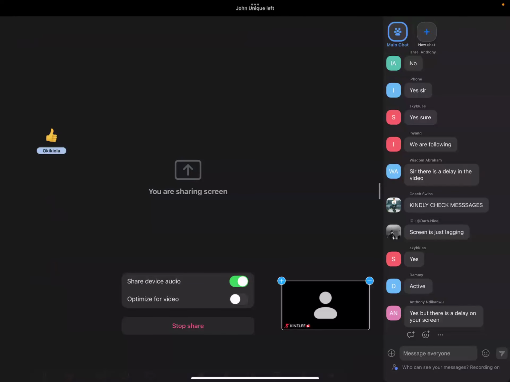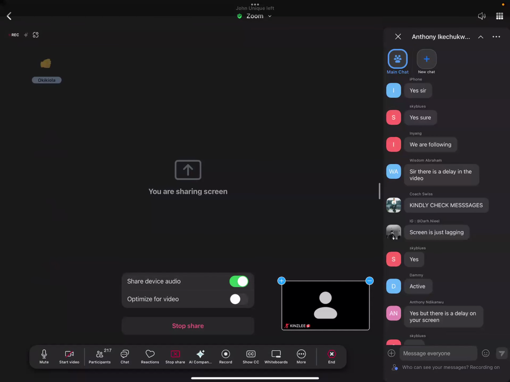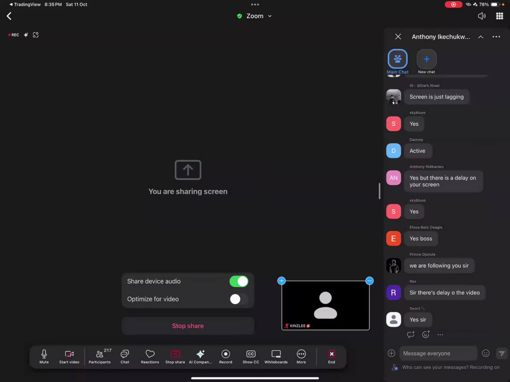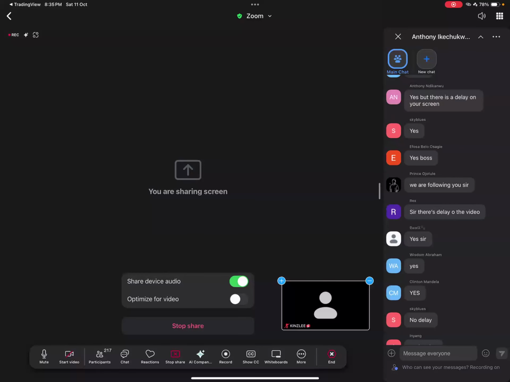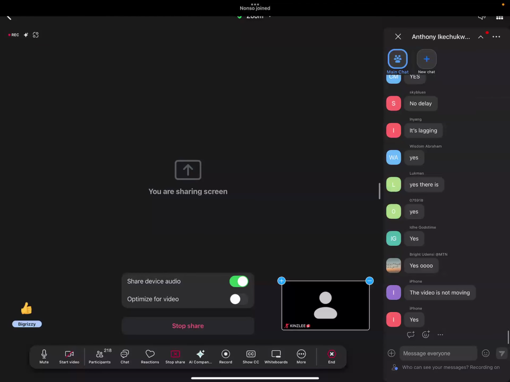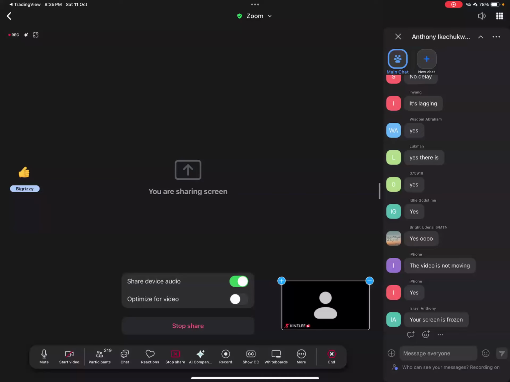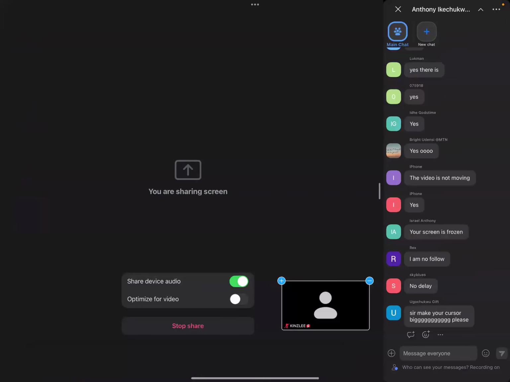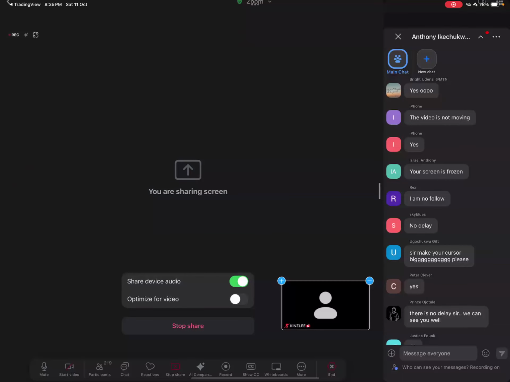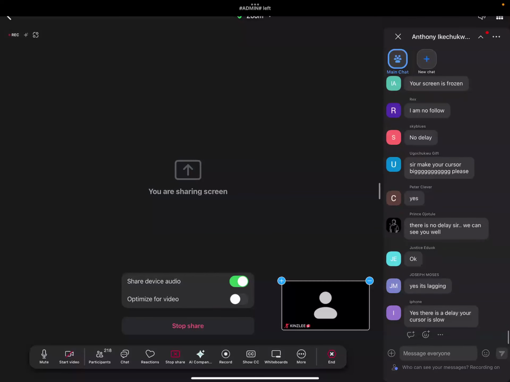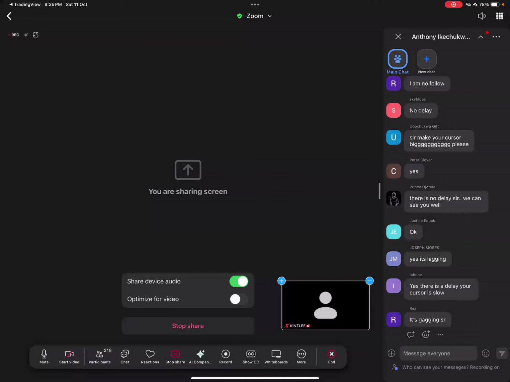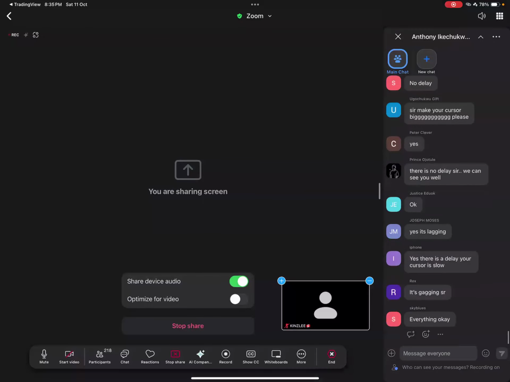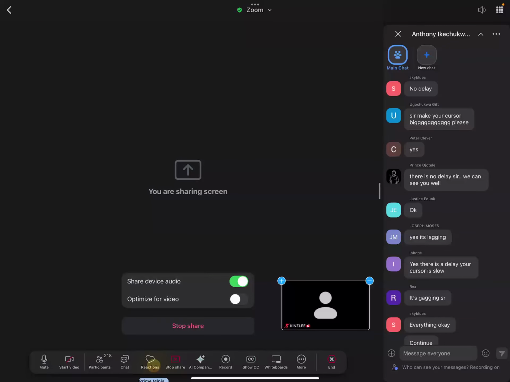Is there a delay in my screen? I was not actually drawing anything on my screen just now, so there was no delay. It was just on TradingView. I was just talking.